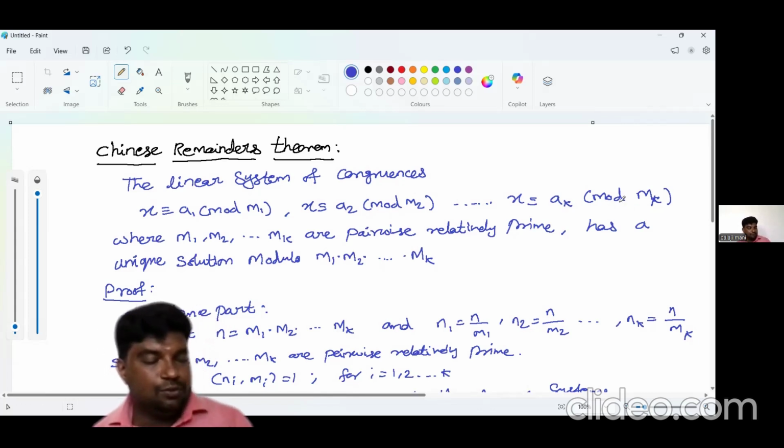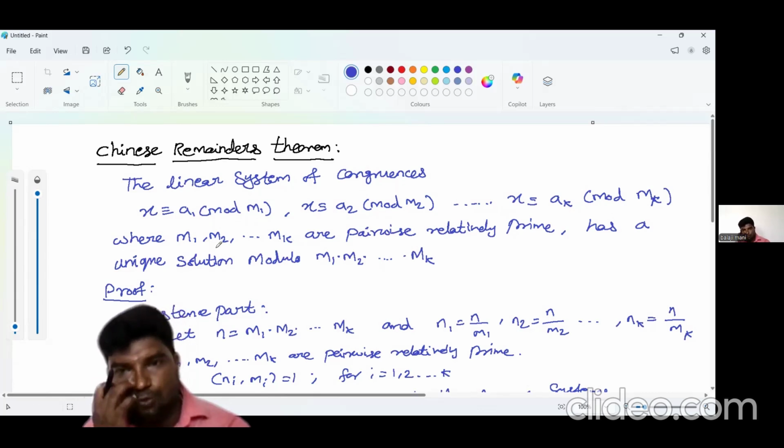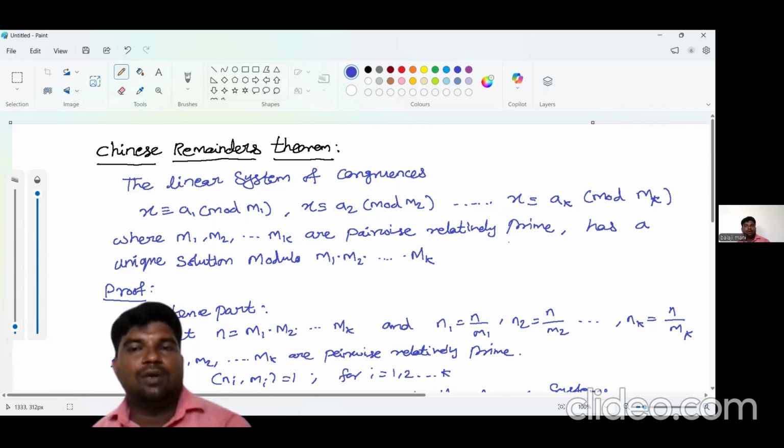This system of linear congruences is solved by the Chinese remainder theorem. The Chinese remainder theorem is used to solve congruence equations with one variable and different moduli which are relatively prime. I will show this statement. The linear system of congruences x ≡ a1 mod m1, x ≡ a2 mod m2, ..., x ≡ ak mod mk, where m1, m2, ..., mk are pairwise relatively prime. So for any two of them, they have to be relatively prime, that is, the GCD is 1. Then the system of congruences has a unique solution modulo m1 × m2 × ... × mk.